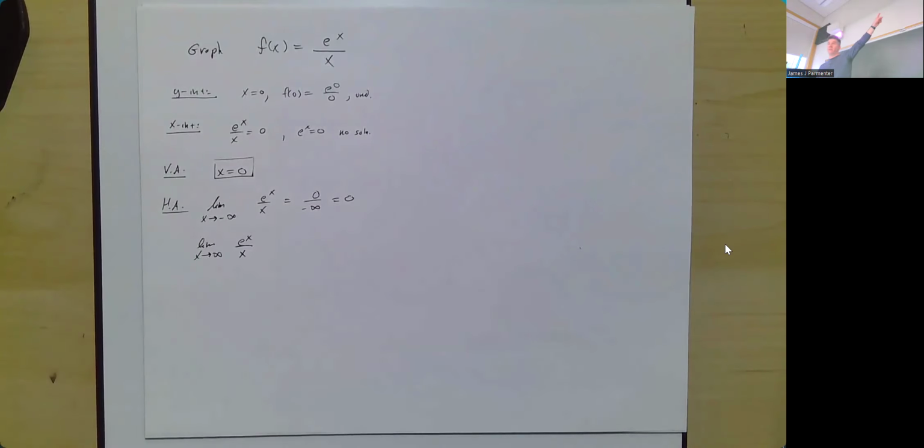To the right, e to the x is really, really big. So does x. So you have a really big thing divided by a really big thing. Could be anything. This is an example where you would actually want to use L'Hopital's rule.